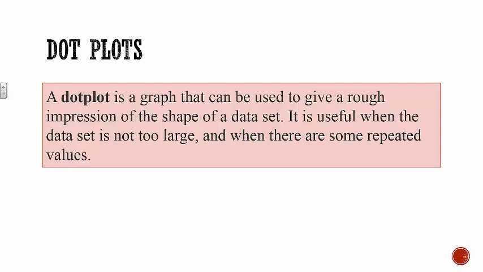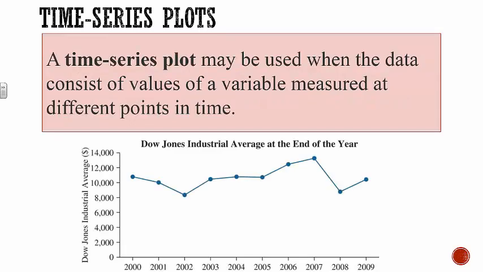Next, we have a dot plot, which again is just like your bar graph, except you're using dots. It gives you the rough shape of your distribution, and again, it's useful when the data set is small. And lastly, we're not going to spend much time on this in this class, but we have a time series plot, which is useful when the data is measured at different points in time.